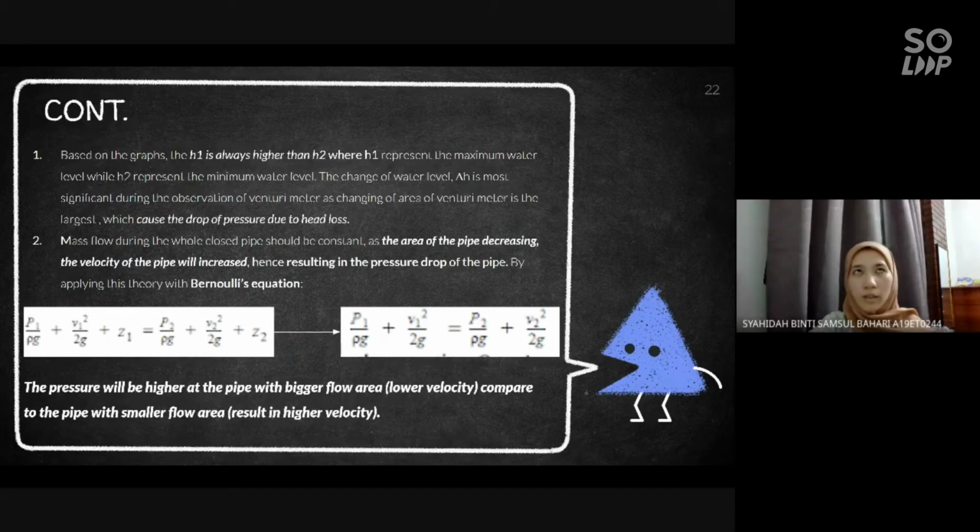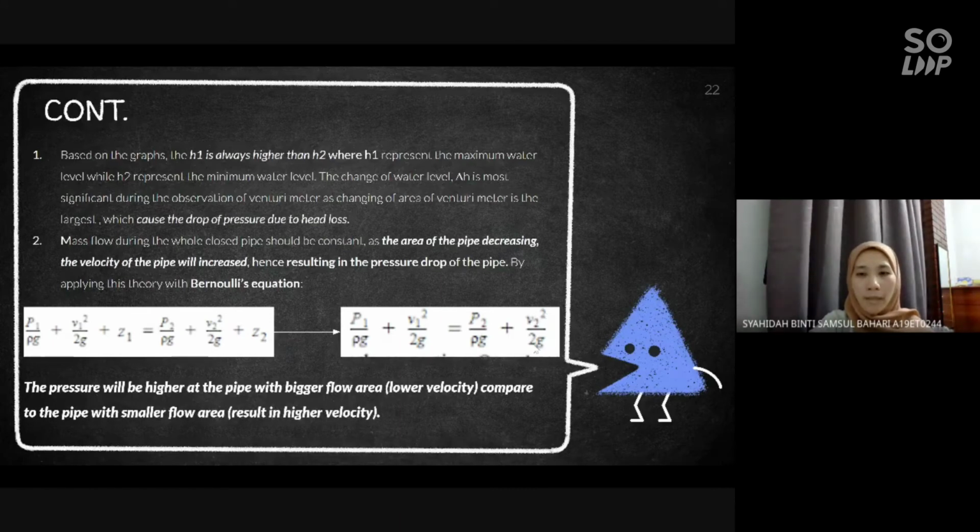Okay, we can see from the Bernoulli equation, the formula is P1 divided by rho g plus V1 squared divided by 2g plus Z1 equals P2 divided by rho g plus V2 squared divided by 2g plus Z2. We consider Z1 and Z2 to be equal to 0 because it is horizontal, and the new equation will become P1 divided by rho g plus V1 squared divided by 2g equals P2 divided by rho g plus V2 squared divided by 2g.